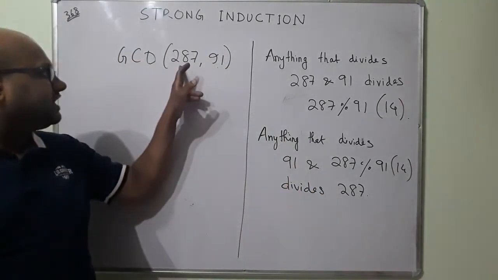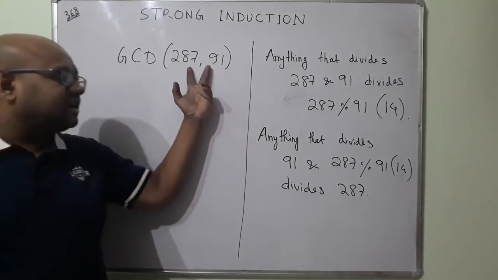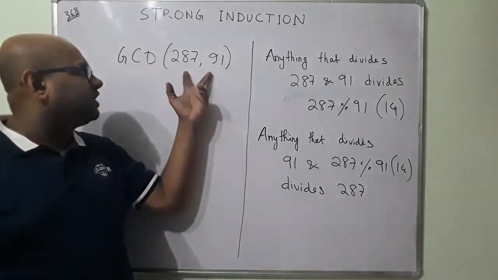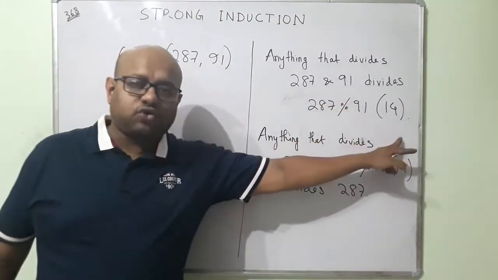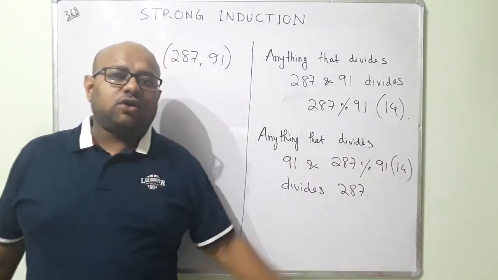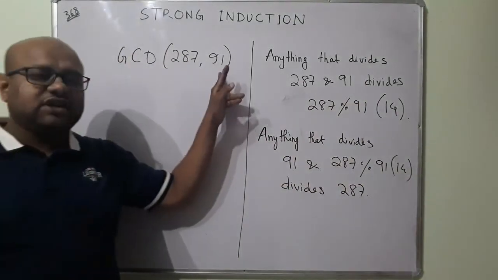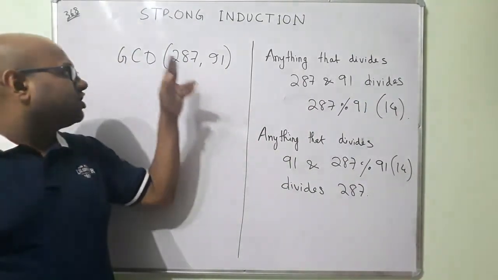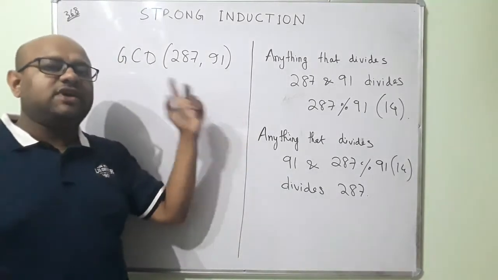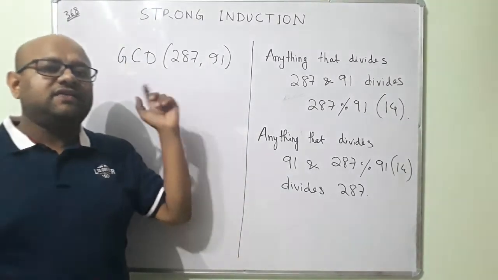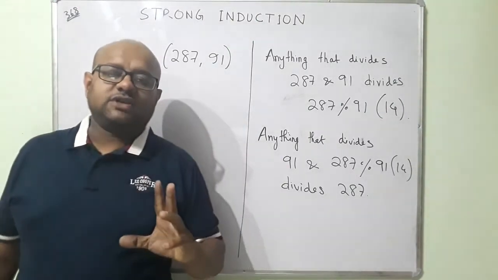We observed that anything that divides 287 and 91, that is all the common divisors of 287 and 91, are also common divisors of 91 and 14, and all the common divisors of 91 and 14 are common divisors of 287 and 91. That is, anything that divides 287 and 91 also divides 91 and 14, and anything that divides 91 and 14 also divides 287 and 91. Some observation that we made.